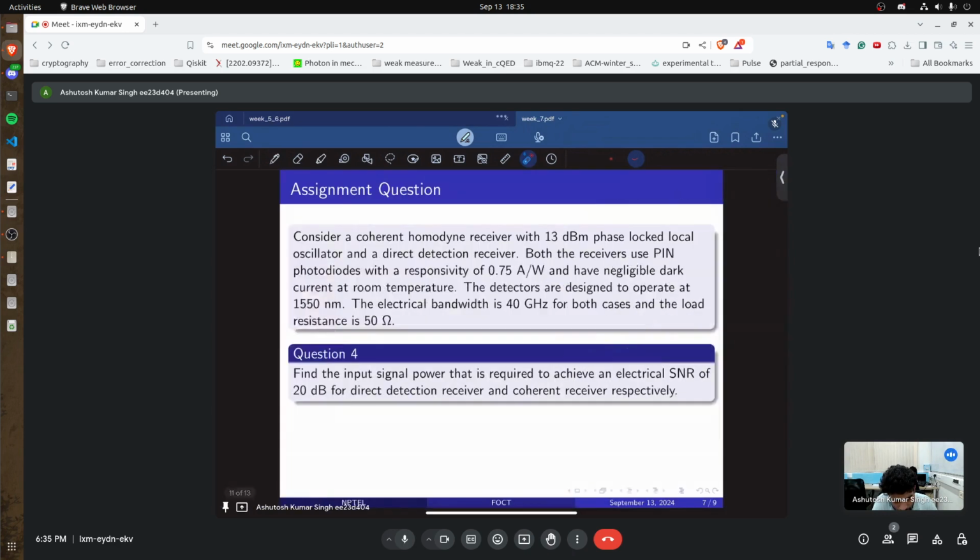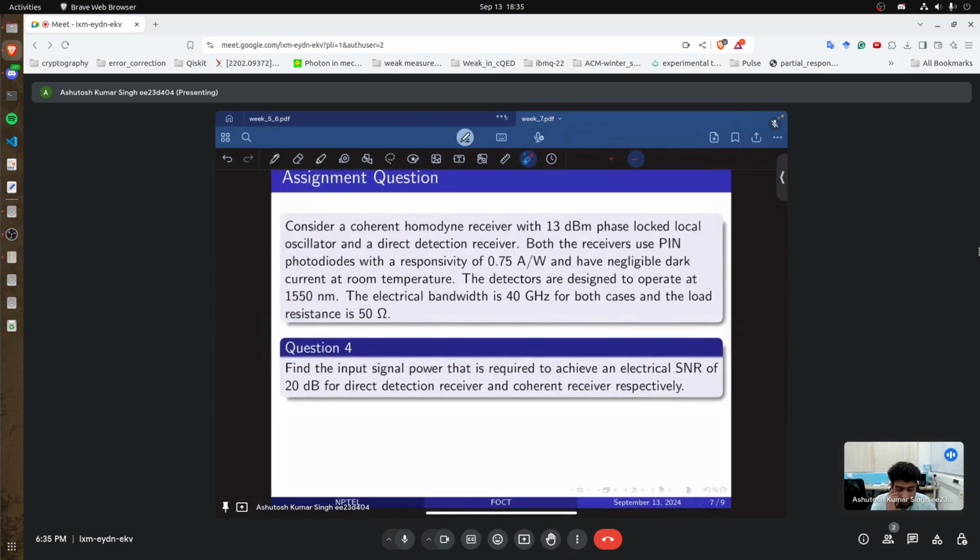Now let us look at the second question. Consider a coherent homodyne receiver with a 13 dBm phase-locked local oscillator and a direct detection receiver. So we have two schemes here. Even if homodyne was not mentioned, we would know it is a phase-locked local oscillator, and phase-locked means that I am disciplining my slave laser with the frequency or phase of my master laser, and that is the locking. And if the lasers are locked, let's say by injection locking, the frequencies are disciplined as well.